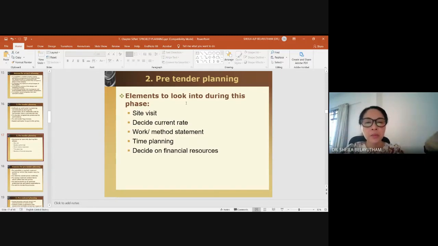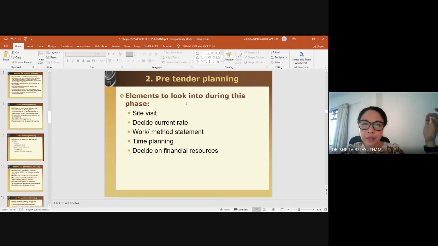Site visit is important because your landscape changes, particularly if you are talking about a project in an urban area. Suddenly you might see that 10 years ago there would not be any building, but recently there is a building there. I think that is important in terms of site visit. And then you also need to decide on the current rate of material.